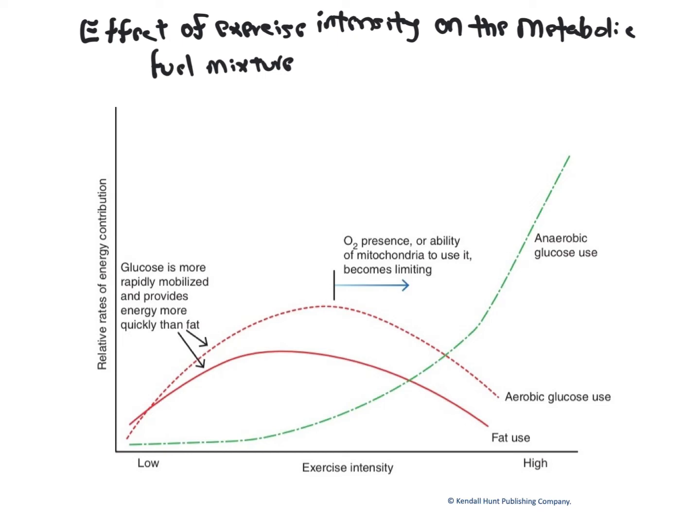Here, we look at the effect of exercise intensity on the metabolic fuel mixture. Before getting into what the graph itself has to show, a couple of introductory comments. First is, at rest, almost all the energy, or the preponderance of the energy supporting basal activities of muscle cells, comes from fat breakdown.